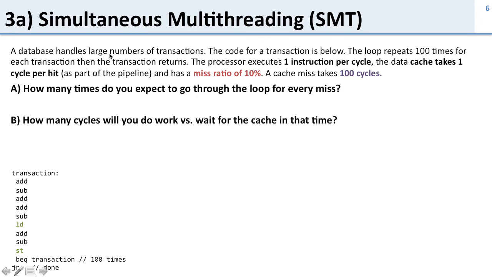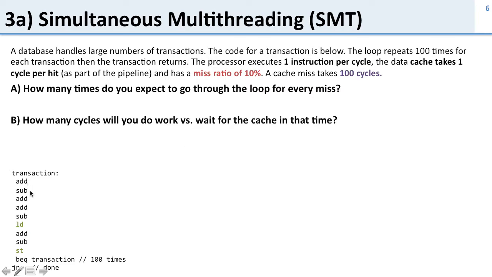We have a database that handles a large number of transactions. These transactions could be something like a user logging in. Every time a user logs in, we run the same code, the same transaction, to load the user's preferences and information. So we've got the code for the transaction below.